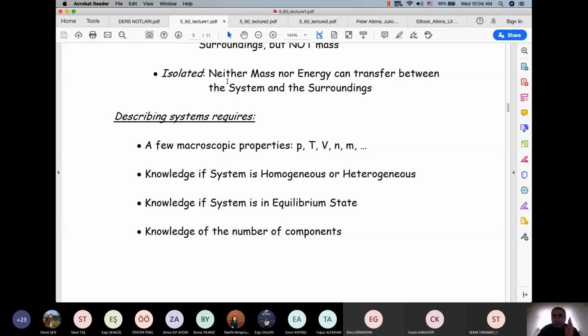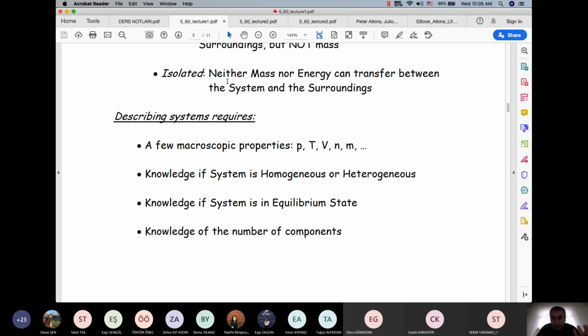That's why it's very important. And also, what we need to know is whether the system is in an equilibrium state. Equilibrium state means that all of the macroscopic properties that we define do not change over time. If they don't change over time, the system is called to be in the equilibrium state.